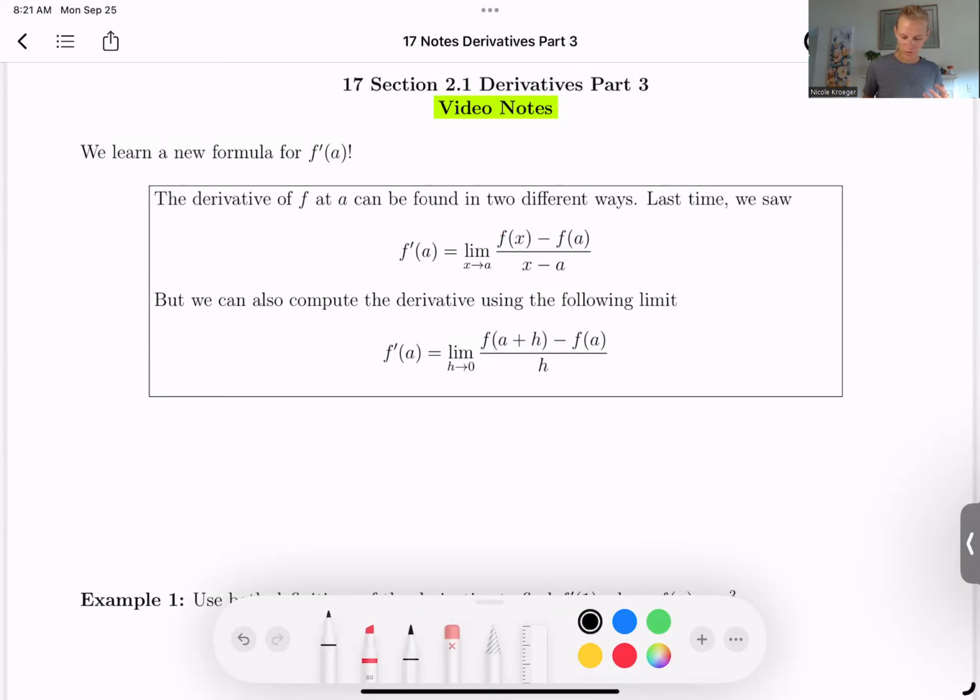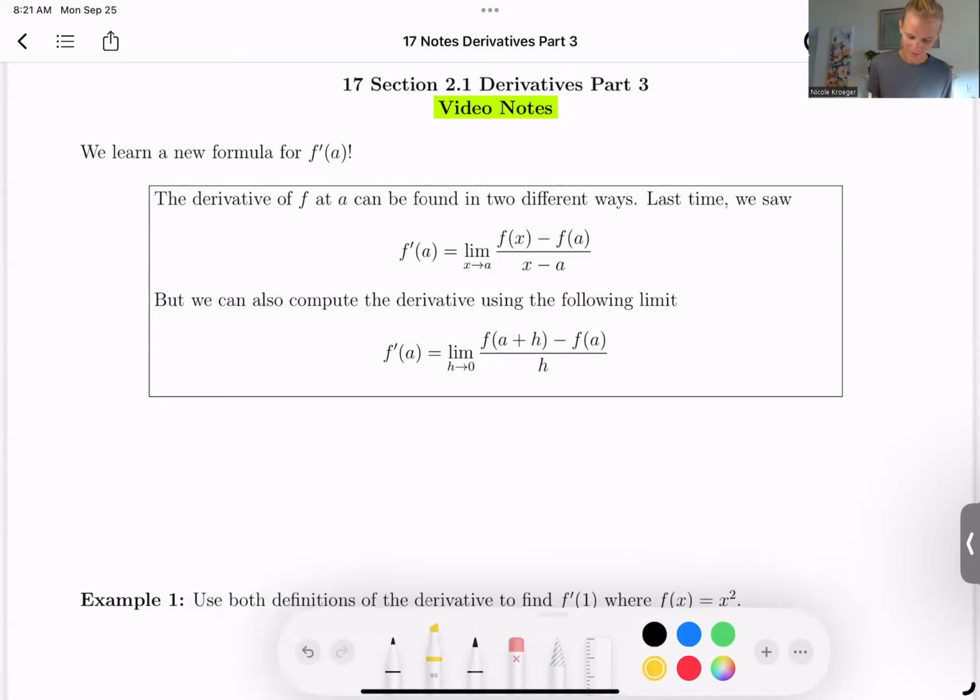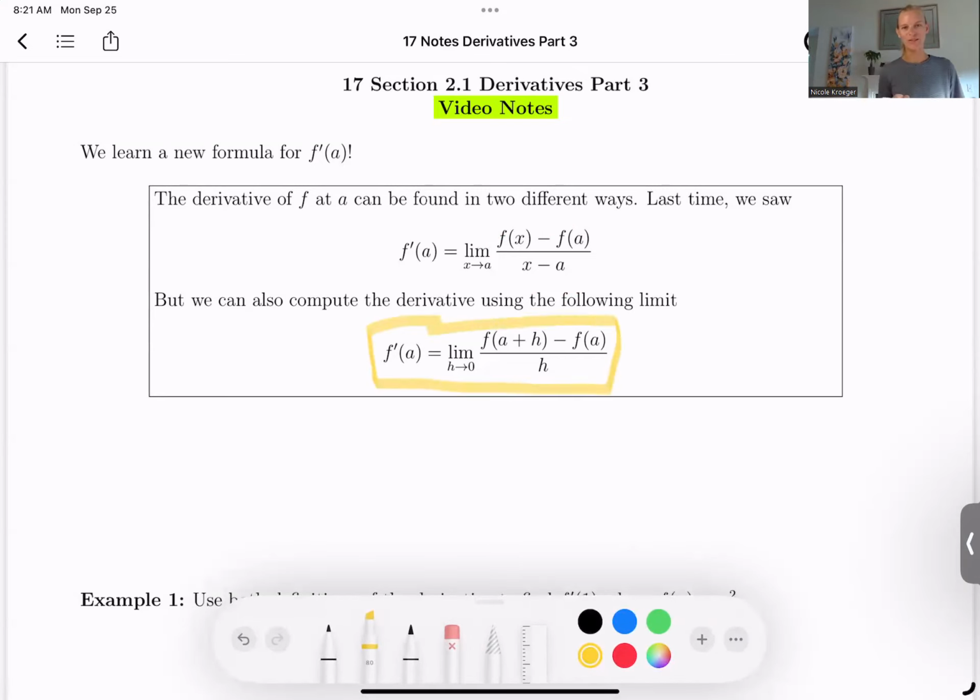Today we have this new definition. We have the limit as h approaching 0 of f of a plus h minus f of a over h. We notice that the f of a is the same, but the other pieces have changed a little bit. So that's kind of interesting.